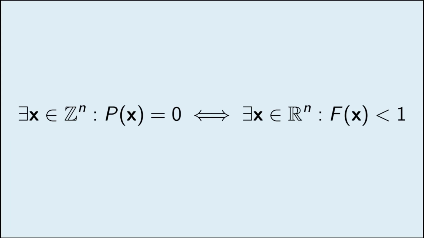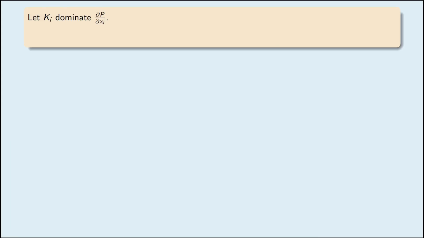Let's zoom out again. One of our major goals was taking an integer polynomial p and translating it into a Richardson function f, where p equals 0 has an integer solution if and only if f is strictly less than 1 has a real solution. And I roughly sketched out how we were going to get that f function, but let's talk about the specific details. We'll start by picking some polynomials k sub i that dominate each of the partial derivatives of p.